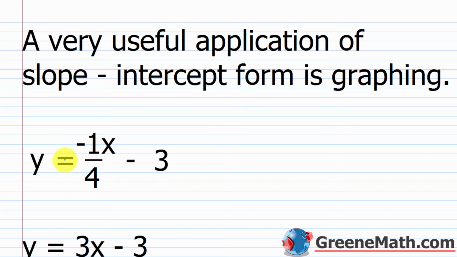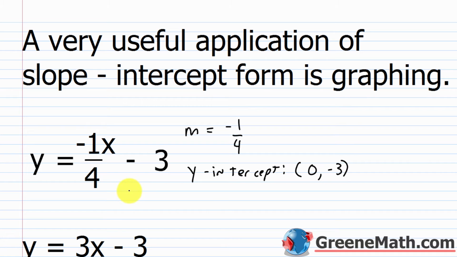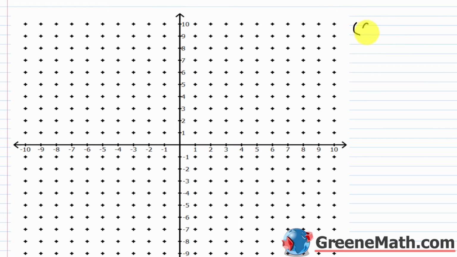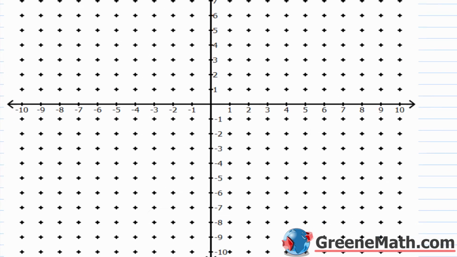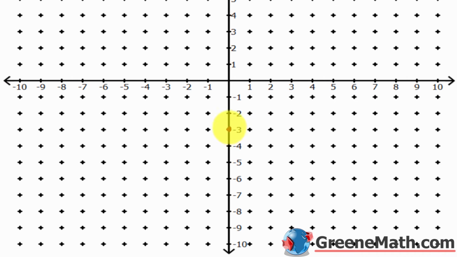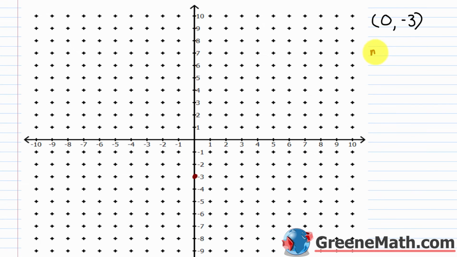So if I have y equals -1/4 x minus 3, I know that the slope m is equal to -1/4, and I know that the y-intercept is going to occur at 0, -3. So to graph this equation, I have that point on the line 0, -3. That's where I'm going to start. Again, that's my y-intercept, so that's going to be right here. And again, the slope, m, is -1/4.